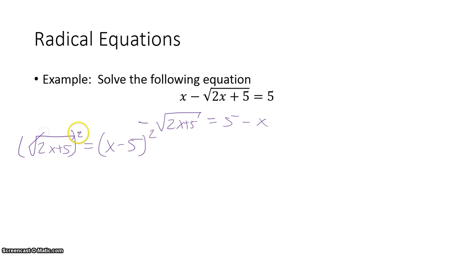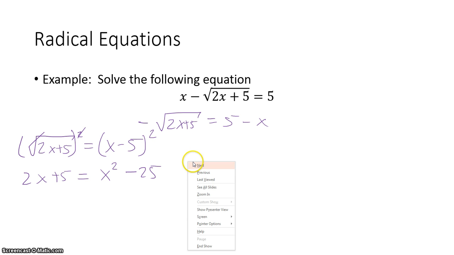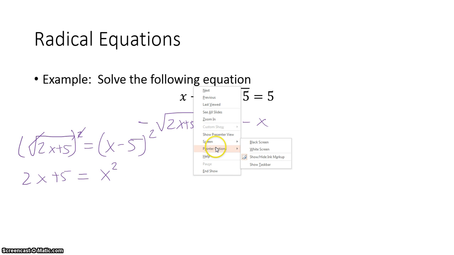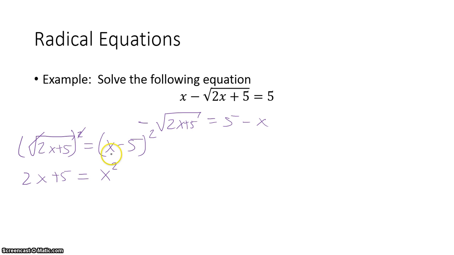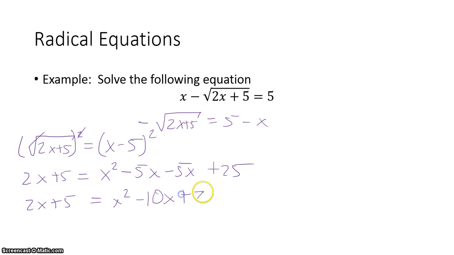And the square root and this square go away, leaving me with 2x plus 5 equals x squared minus 25. Did I do that right? No, I did not. Because what I did is what we talked about before, the freshman's dream. I need to be sure to FOIL out the right-hand side. When I do that, I get x squared minus 5x minus 5x plus 25. So 2x plus 5 equals x squared minus 10x plus 25.